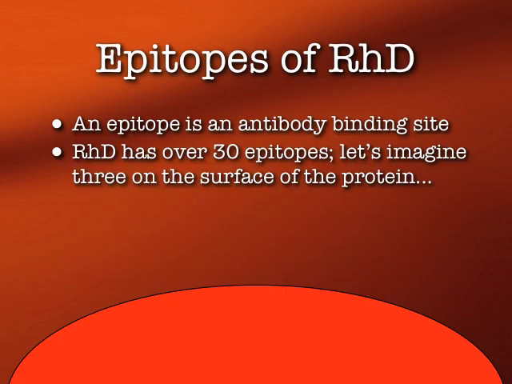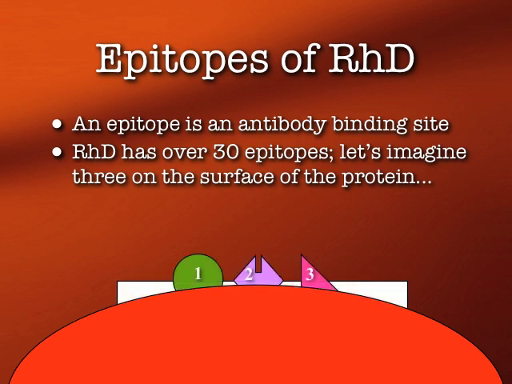All right, moving on to what this lecture is really about, the differences between weak D and partial D. Before we do that, we have to talk a little bit about epitopes. Epitopes are simply antibody binding sites. I mentioned that before. RhD has over 30 of these epitopes, but let's just imagine 3 of them. We're just going to make these up, and we're going to look at 3 different epitopes on the surface. In order to have a complete and intact D antigen, you have to have all of your epitopes.